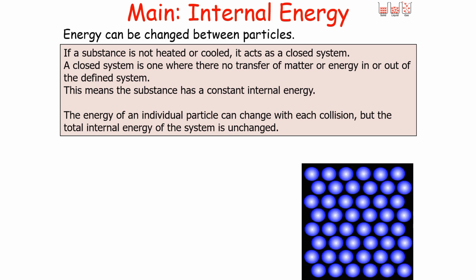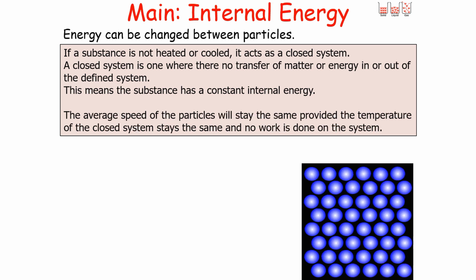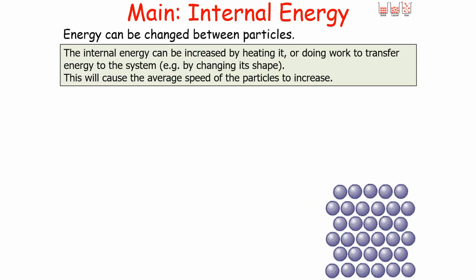So this leads to an important consequence of thermodynamics. The average speed of the particle will stay the same provided the temperature of the closed system stays the same and no work is done on the system. But the internal energy can be increased by heating it or doing work on the system to transfer energy into the system, e.g. by changing its shape. This will cause the average speed of the particles to increase.